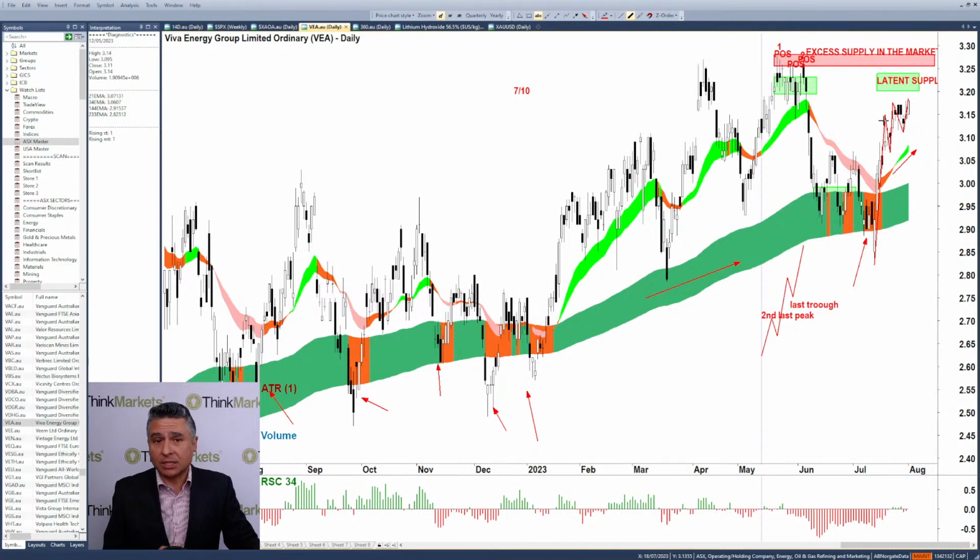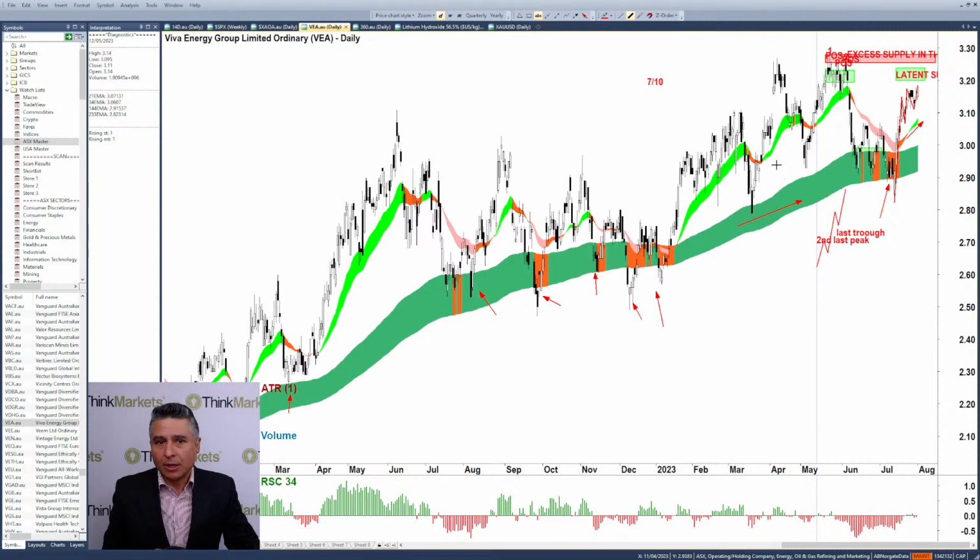I can't see any reason to sell it at all, in fact, based upon the strong evidence that I can see that we actually do have excess demand in the market. And if you've got excess demand, why would you get out of anything?